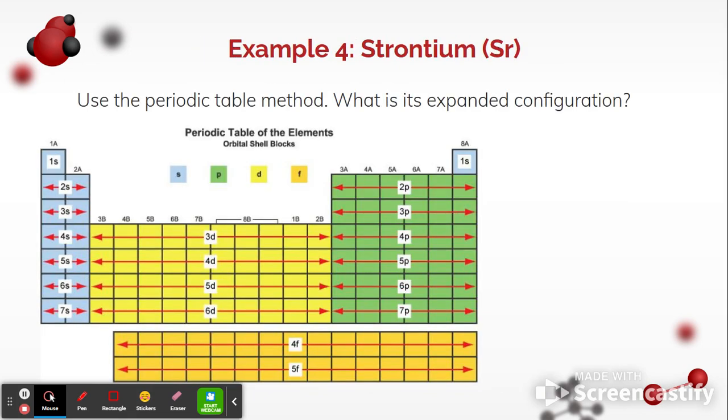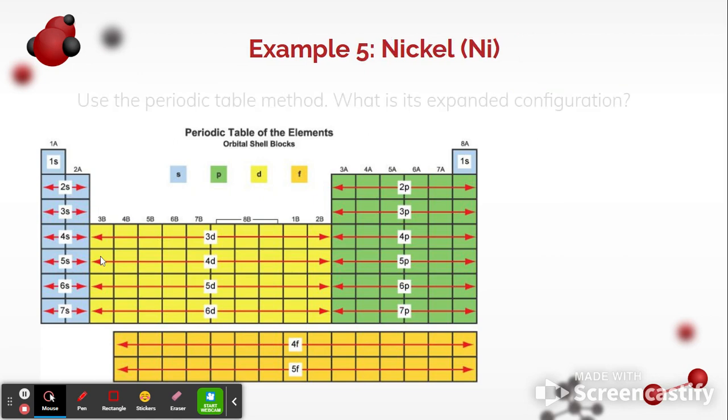Example 2. If we did the same for strontium, which is atomic number 38, which would be right here where my mouse is, the second element in the 5s block. Now the expanded configuration for Sr would be 1s2, 2s2, 2p6, 3s2, 3p6, 4s2, 3d10, 4p6, and 5s2. You can practice the same idea with nickel.